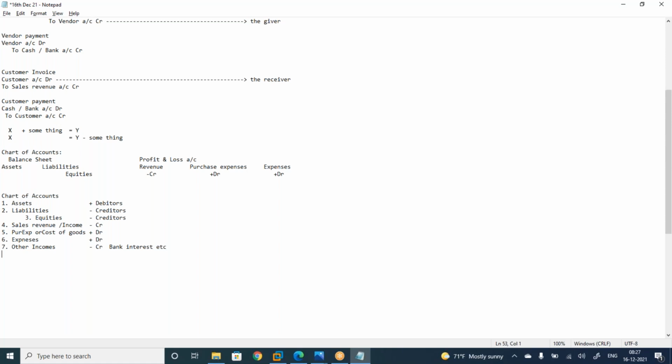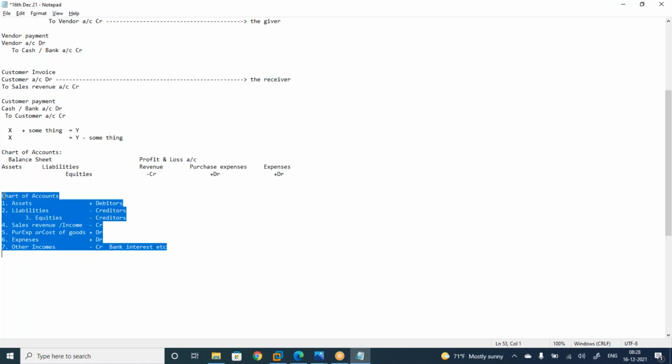Next, 8 series, appropriation. This is combining all plus minus, to arrive at the net profit or net loss, we'll do so many things. You will understand this later. At this point, you need to remember all these things. Any confusion in this one?